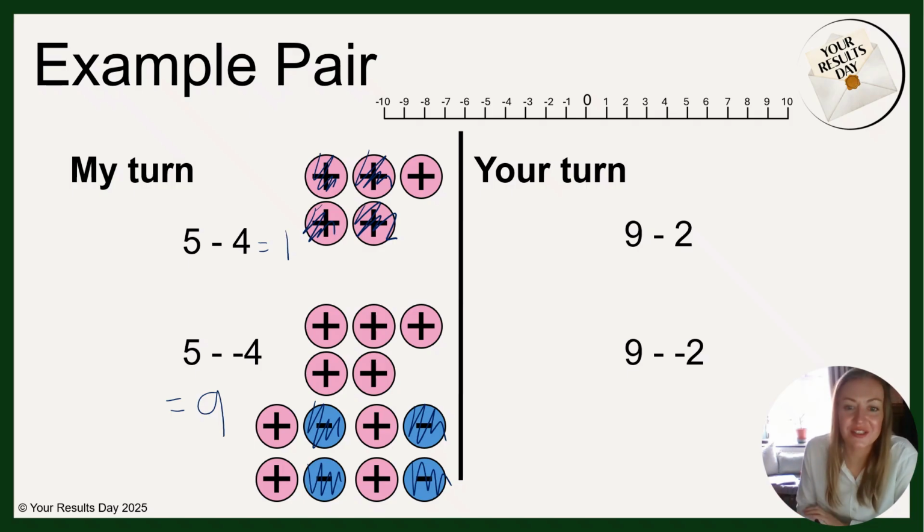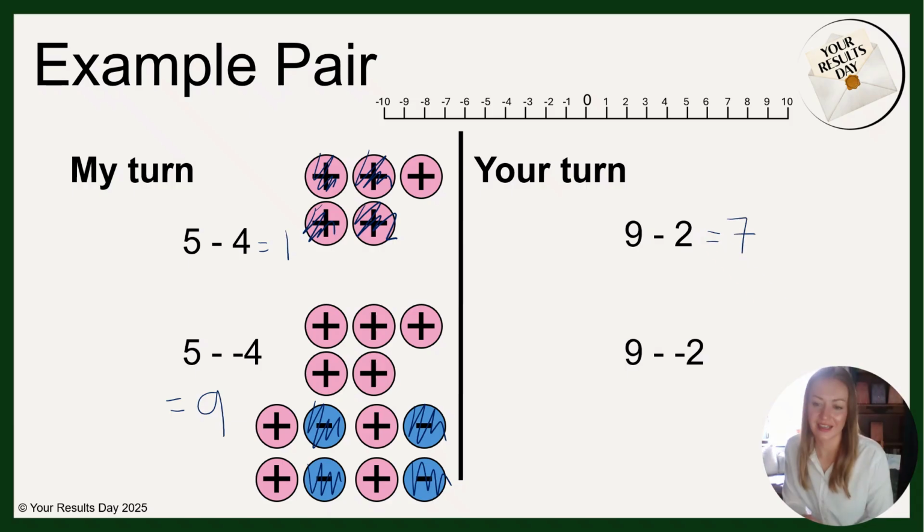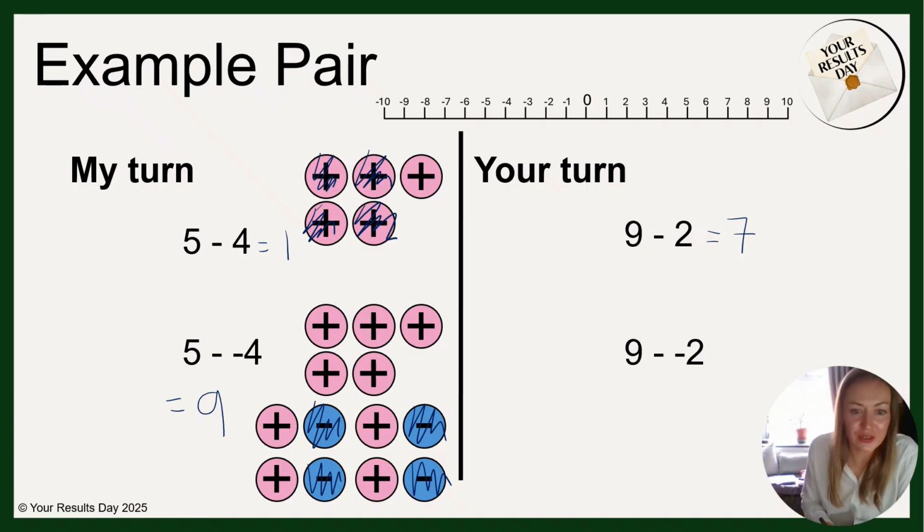Okay, so with the first one, hopefully we do know that 9 take away 2 is just 7, and I don't need to write down any counters to work that out. But if you did, you would just draw out 9 positive counters and cross out 2 of them, leaving you with 7. However, with the second question, not so straightforward.